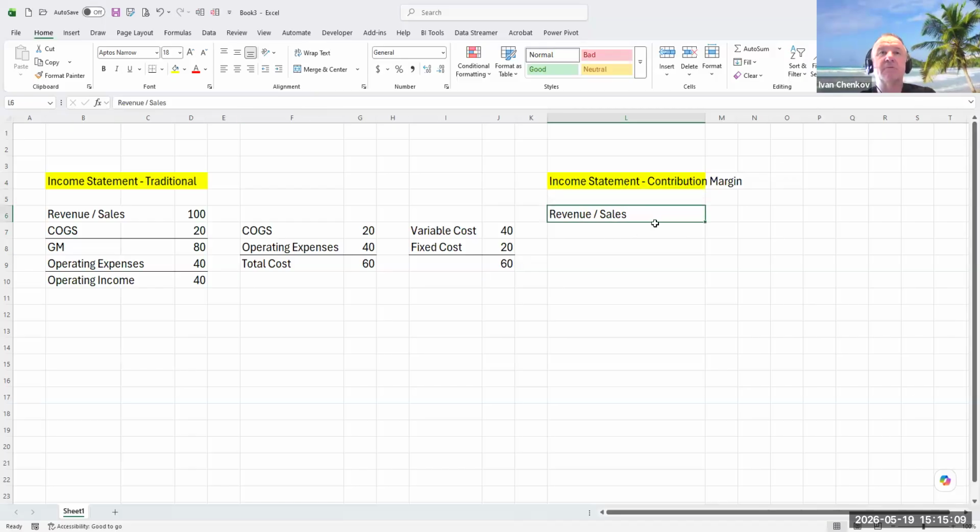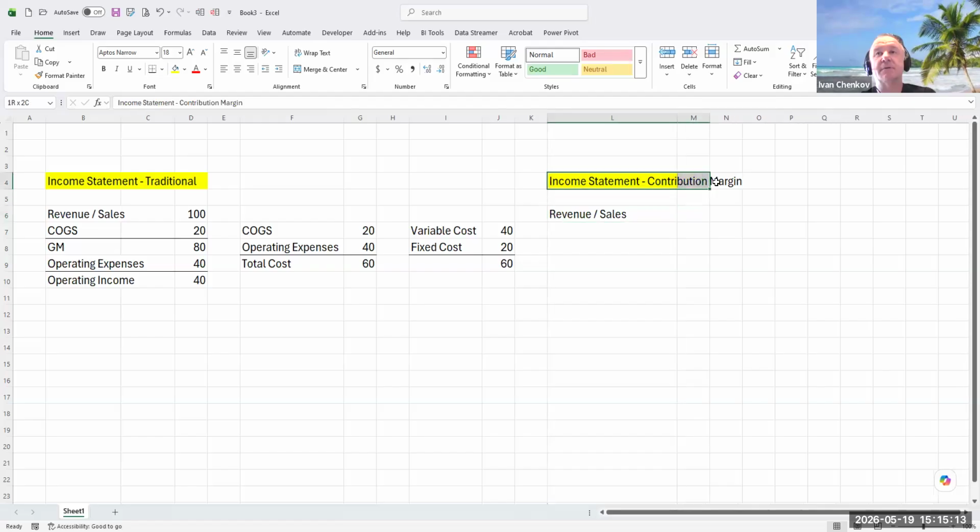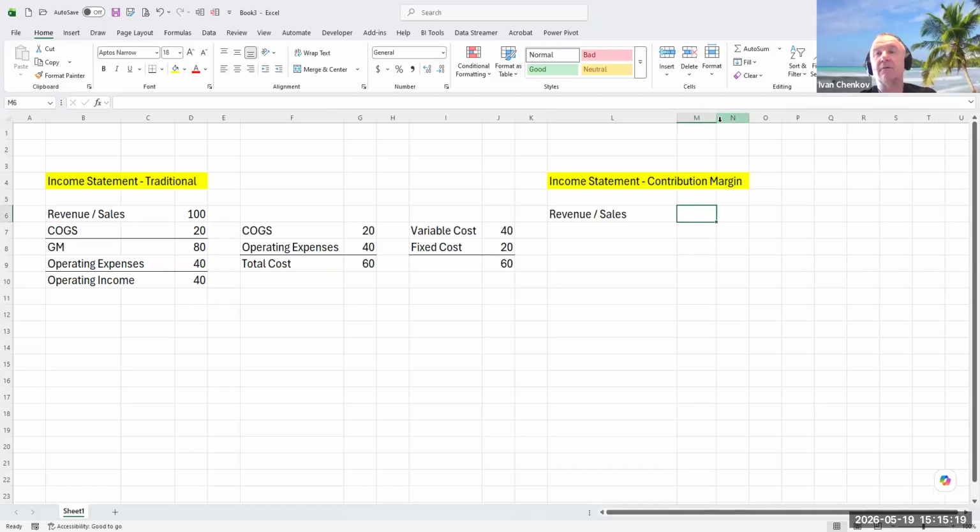And it's also going to start with the sales. Again, I cannot change the sales. Sales are going to be 100. But now my cost will be presented as variable cost. So we're going to have here variable cost, which will be 40.